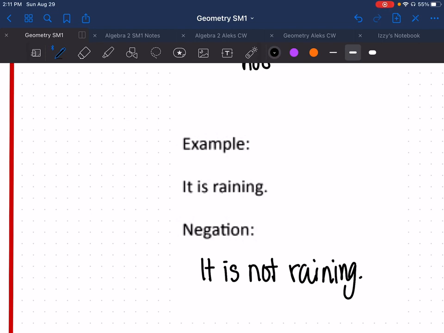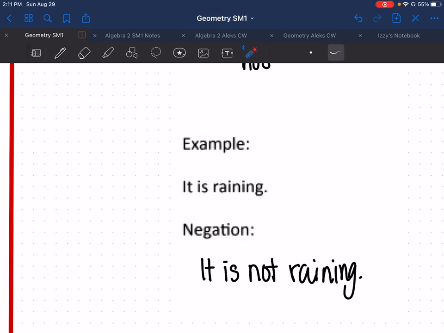Okay, I'm not changing the words. If the word raining is in the original sentence, then it needs to be in the negation as well. I cannot take and change this word to sunny and say it is sunny. This is not a negation. Yes, it is the opposite, but also it is windy would be an opposite. It is hailing is an opposite. It is cloudy is an opposite.